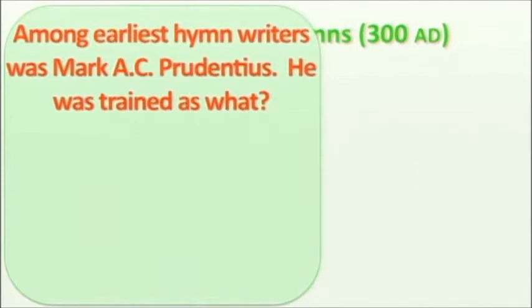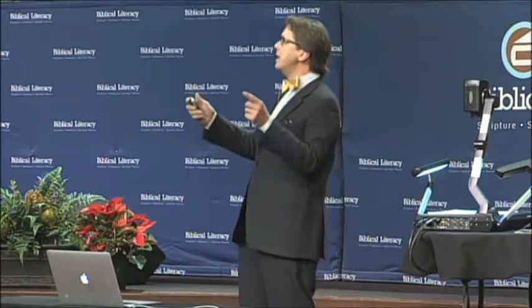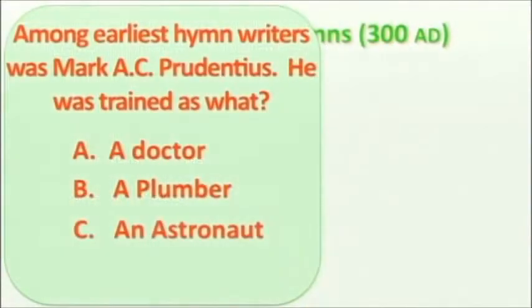Here's your question. This early Christmas hymn writer was trained as what? A, a doctor. B, a plumber. C, an astronaut. Gonna help you out on this one. We're looking at about 390 AD, okay? D, a lawyer. And the answer is D. And here's one of his Christmas hymns.